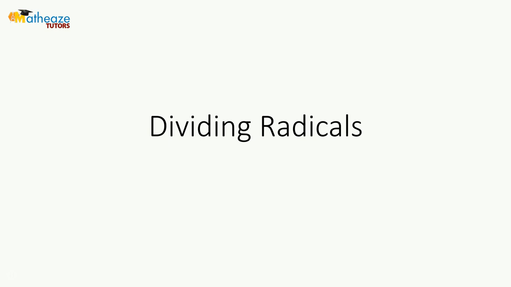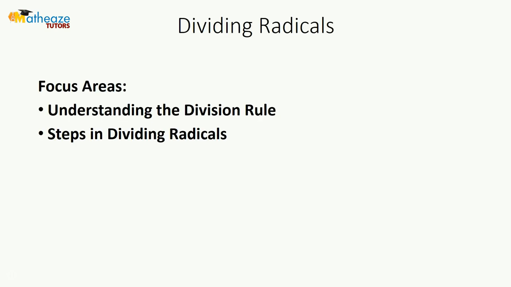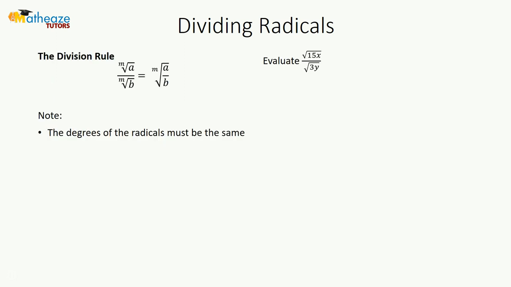In this lesson, we're going to look at dividing radicals. And to divide radicals, we're going to understand the division rule and the steps in dividing radicals. The division rule states that if we have a radical in the numerator and a radical in the denominator, and they have the same degree, we can divide the radicands.